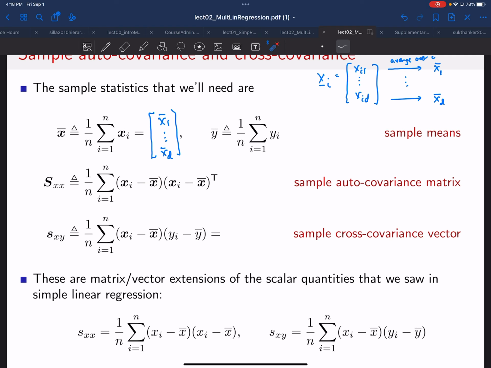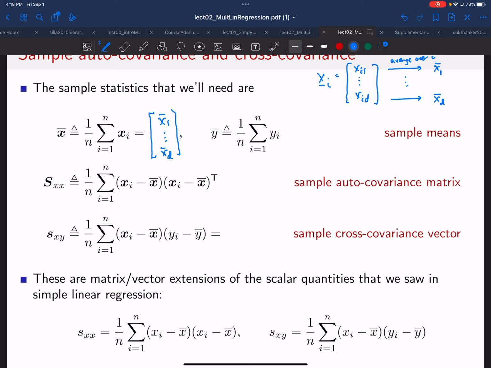But it turns out that we actually want to look at all the different variances within X, and also all the covariances across the different elements. How is X1 related to X2? How is X1 related to X3? How is X2 related to X3, and so on? We can build a whole matrix with all that, and that is what this sample autocovariance matrix is.